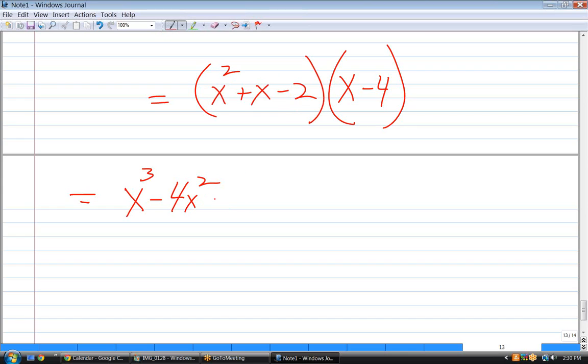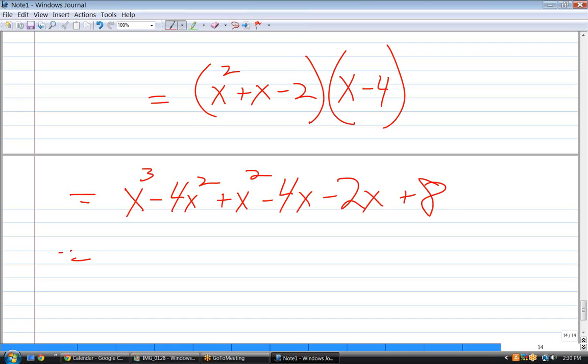So what's the third term going to be? It's going to be x squared. What's x squared? Minus 4x. And then minus 2x. And then plus 8. Simplify. All right, give me a second. x cubed minus 3x squared, and then minus 6x plus 8.